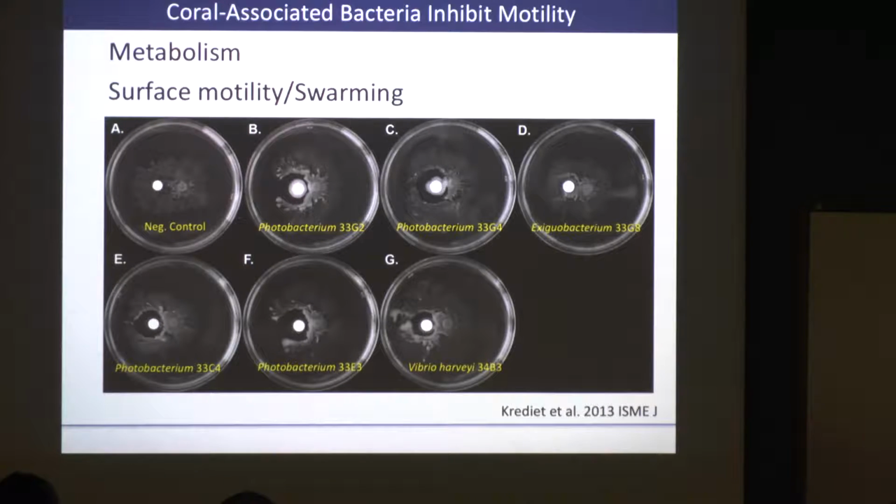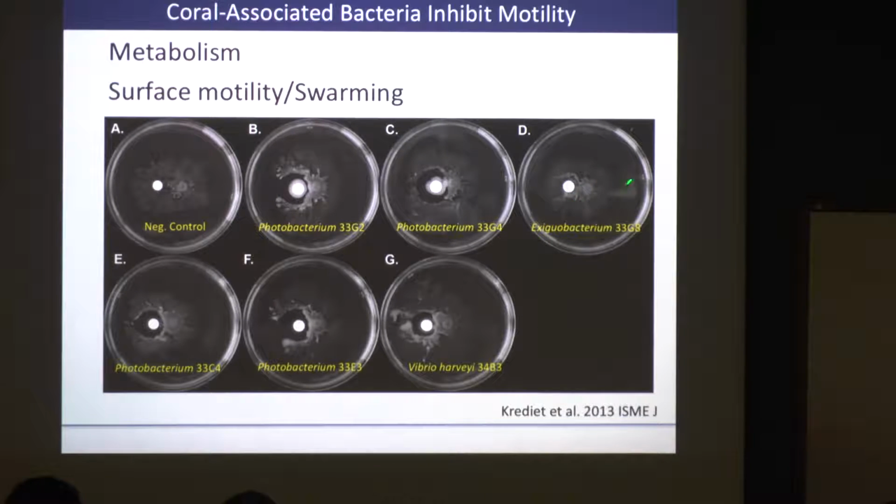And for 5 out of the 6, we see this clear zone of inhibition of swarming around where the coral commensal is. And I say coral commensal just because we don't know necessarily if it's actually benefiting. That's my kind of default in the realm of symbiosis. Coral-associated bacteria.